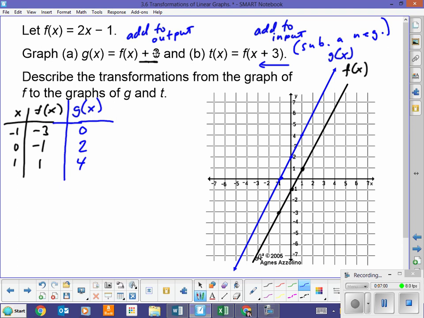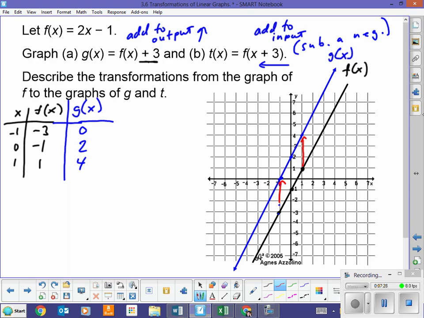And we said we're adding to the output. So this is actually a vertical translation 3 spaces up. So this point is now 1, 2, 3 spaces above it. This is 3 above. Let me arrow that in here. That's a very poor arrow. 3 up. This one is 3 up, and so on. Every point on this line is now 3 spaces higher. That's what translates this up.